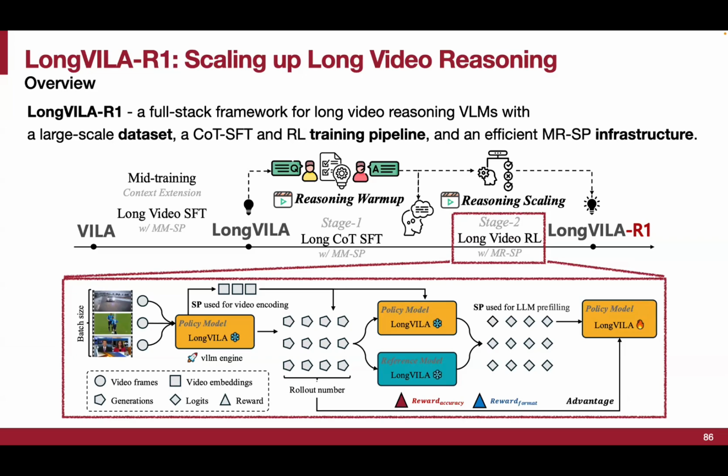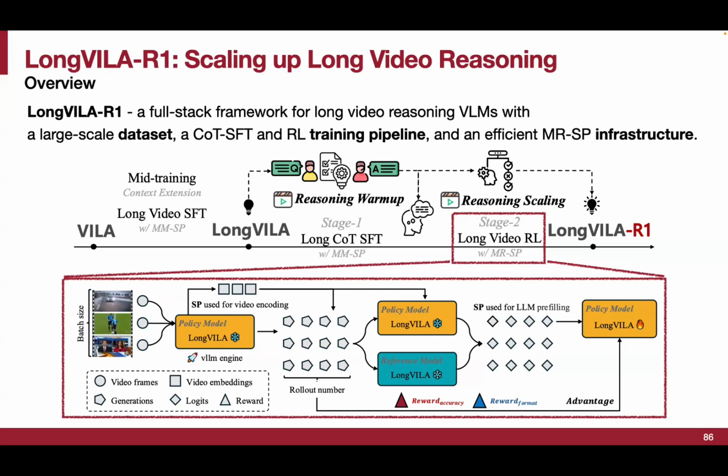Later, if I have time, we'll talk about long context techniques and the KV cache pooling technique to make it more efficient. That's in the LongVILA paper. In this paper, we want to do one more step, from LongVILA to LongVILA-R1. It has two steps. The first step is to do the long chain-of-thought SFT. That's stage one. This is still using the multimodal sequence parallel. This is the reasoning warm-up.